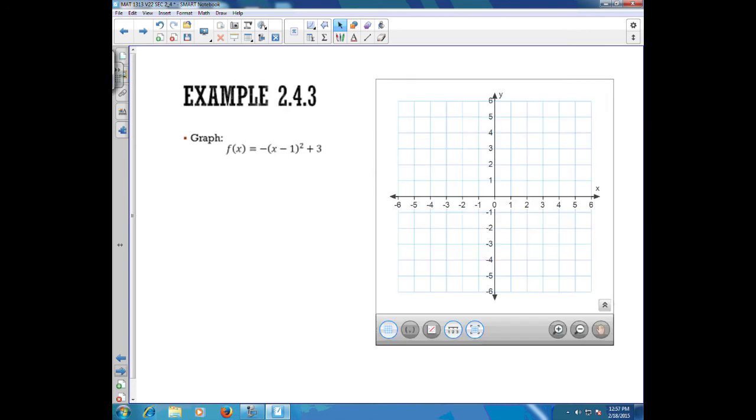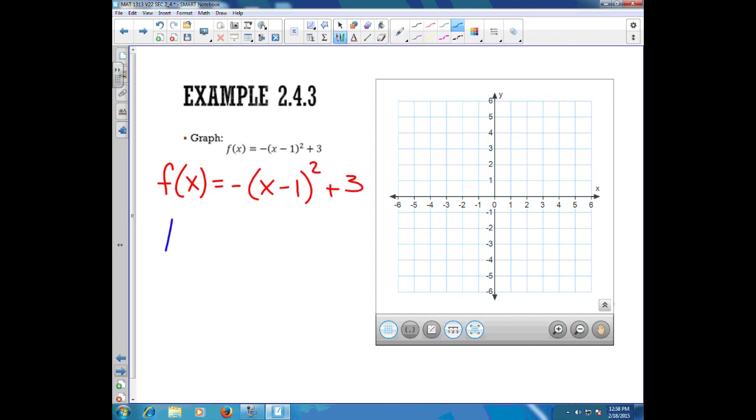So for example, now we want to graph f of x is equal to minus (x minus 1) squared plus 3. If we look at this function, hopefully you can see that the base function is y equals x squared. It should look something like y equals x squared. However, there are some things that we have to do.